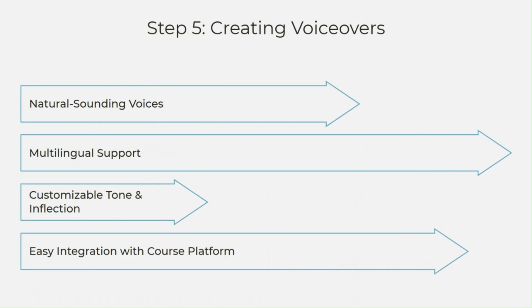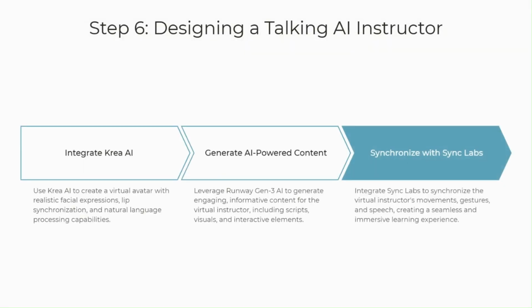Step 6. Designing a talking AI instructor. Make your course more engaging by adding a virtual instructor. Create an AI instructor image. Use Krea AI to generate an instructor's portrait. Prompt: young, professional-looking teacher with expressive gestures, green screen background. Animate the image. Use Runway Gen 3 AI. Upload the image and select Portrait Mode. Generate a 10-second animated video of the instructor.